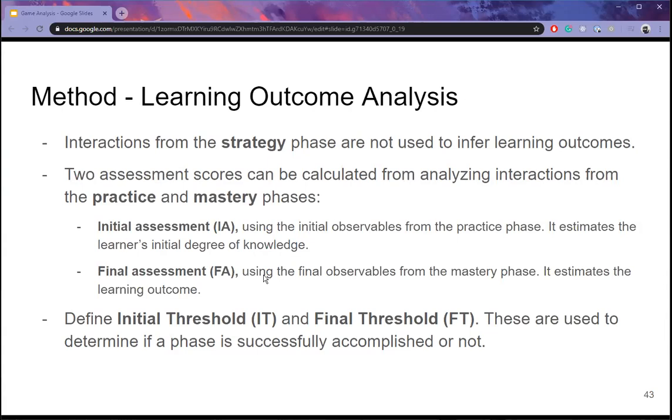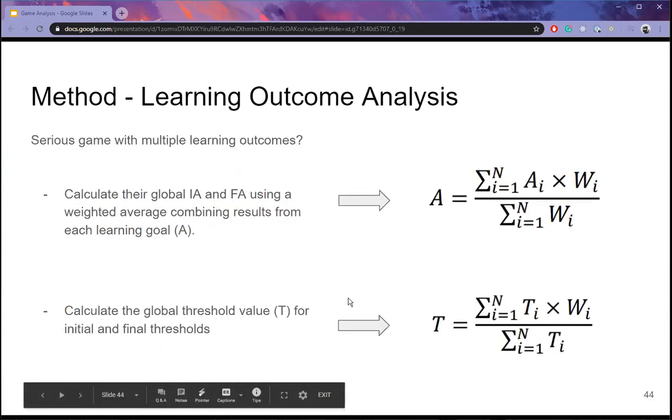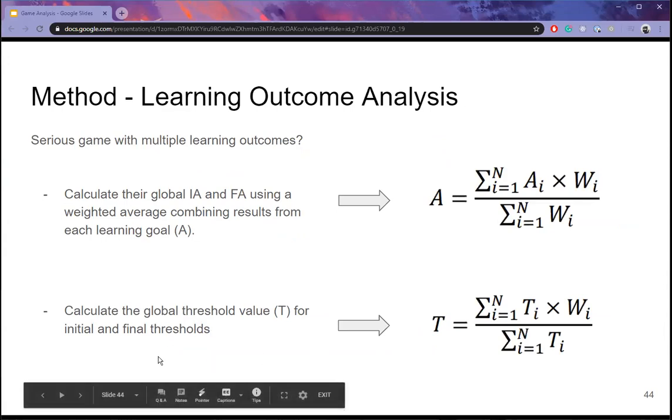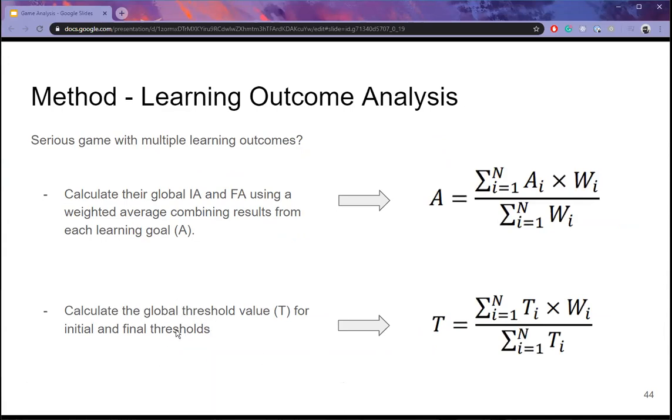And the final assessment, collected from the mastery phase, is to estimate the learning outcome. A high value would indicate that the player succeeded in the learning goal, while a low value would indicate that they failed. We also defined an initial threshold and a final threshold to measure the assessments mentioned above, in order to determine if a phase is successfully accomplished or not. Okay, so what about a serious game with multiple learning outcomes? We can calculate the global initial assessment and final assessment using a weighted average combining the results from each learning goal. And then we define the thresholds in basically the same way.